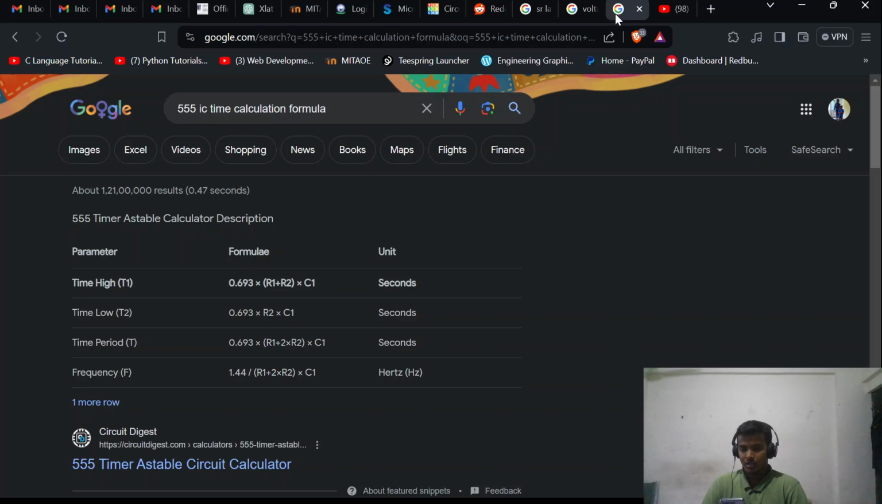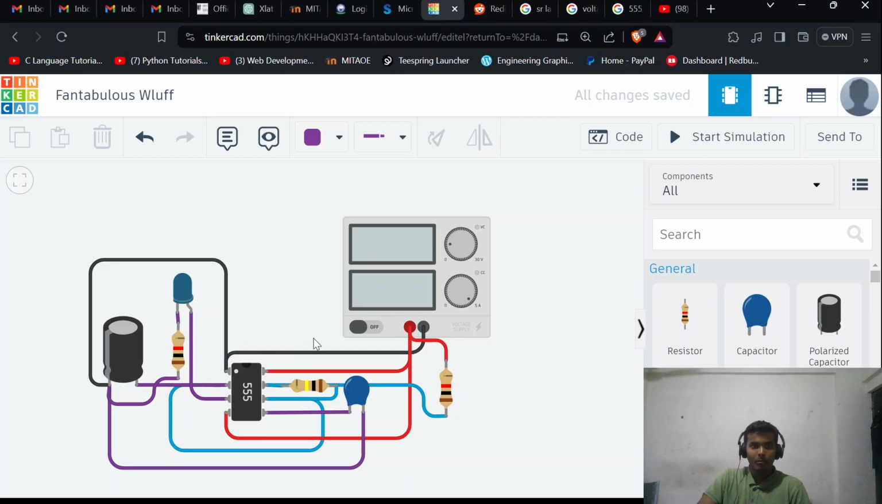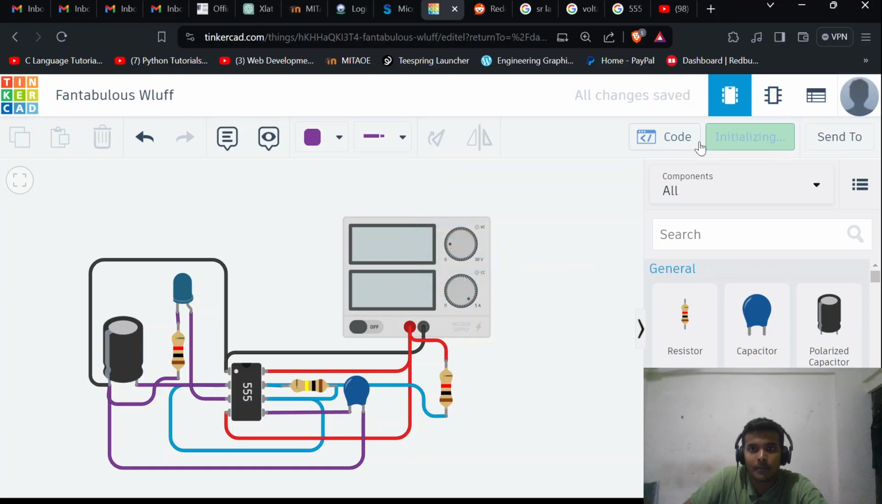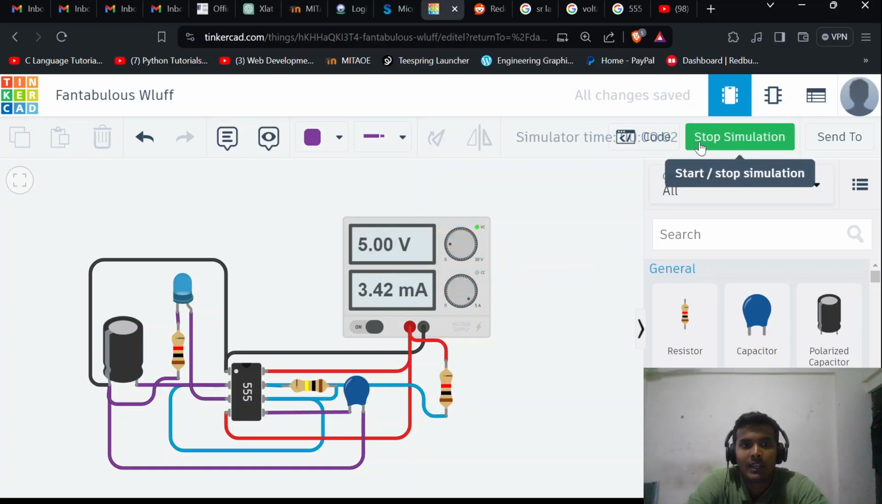So if we change the capacitance, say let's suppose 1, 2, 3, 5. Let's say if we change the capacitance to 10 microfarad instead of 1 microfarad, that might make a very big difference and we will be able to see the blinking. Now let's see. We can see, right? It is taking approximately 0.69, that means 0.7 seconds to turn on, and a little bit less than that in the turn off position.